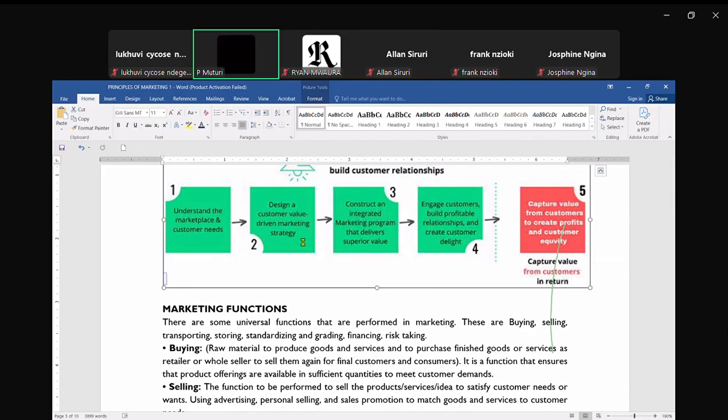So capturing customer value, this is the ultimate goal of any business, to be able to capture value from customers, to be profitable, to create profits and customer equity. That word should be equity.